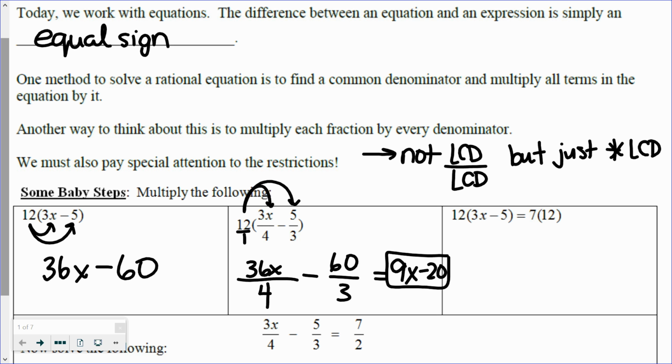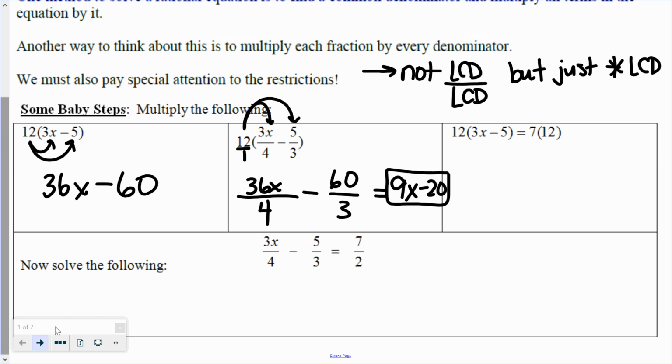Let's just hop along to question 1 here. You can do that one again. In the end, you'd want to be solving for x in that case because we have an equals sign there.